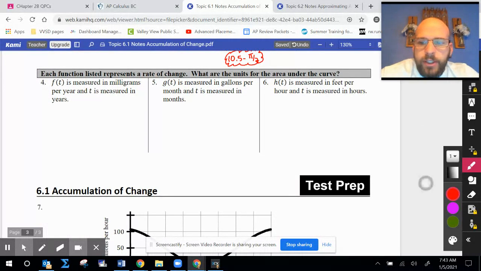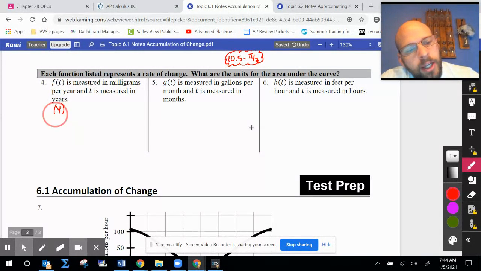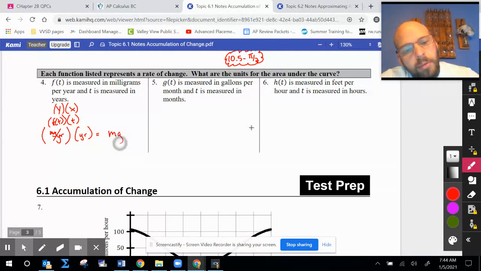So 4, 5, and 6 don't ask you to calculate. They just want you to know what are the units for the area under the curve. So if f of t is measured in milligrams per year and t is in years, again, I'm going to take the y value times the x value. In this case, I'm going to take f of t times t. So if you were to take milligrams per year and you multiply it by years, you just get milligrams, right?